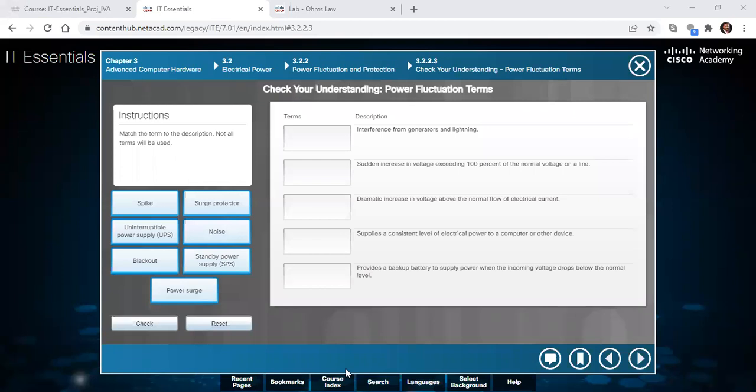answer it briefly. So group A, it says interference from generators and lightning is called what? Interference from generators and lightning. Group A.